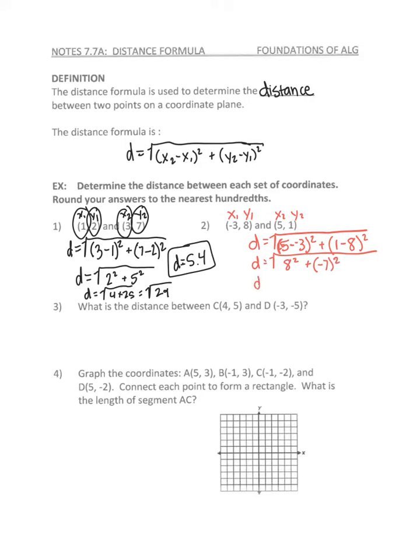So when I do the distance formula, I should never get negative numbers. It should always be positive. So if you get a negative number, you know you plugged something in incorrectly. So if I have 8 squared, that's 64. And negative 7 squared, with that negative 7 in parentheses, is plus 49. Which is the square root of 64 plus 49. We get 113, and the square root of 113 is approximately 10.6.